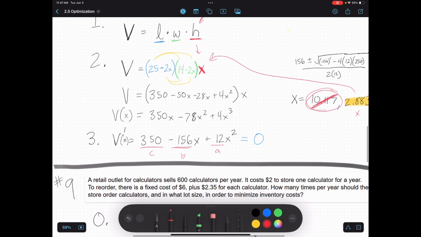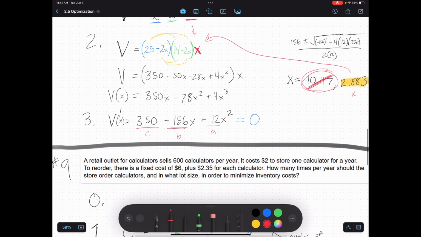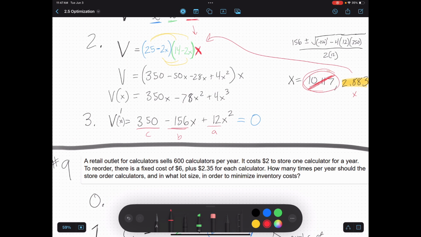Last example, Pearson saved the best for last, and so did I. This one's a fun one. So in this one, we have a retail outlet that sells calculators, and on average, they sell 600 calculators per year. So they want to make sure and have 600 calculators available to sell each year.